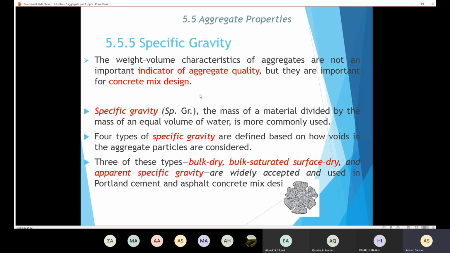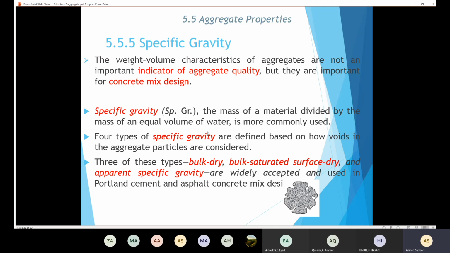The specific gravity is not an important indicator of aggregate quality, but it is important for concrete mix design. Later on, we will learn how to come up with concrete mix design. And in order to do that, you need to know the specific gravity of the coarse aggregate and the fine aggregate. But the value of a specific gravity is not an indicator whether the aggregate is good or bad.